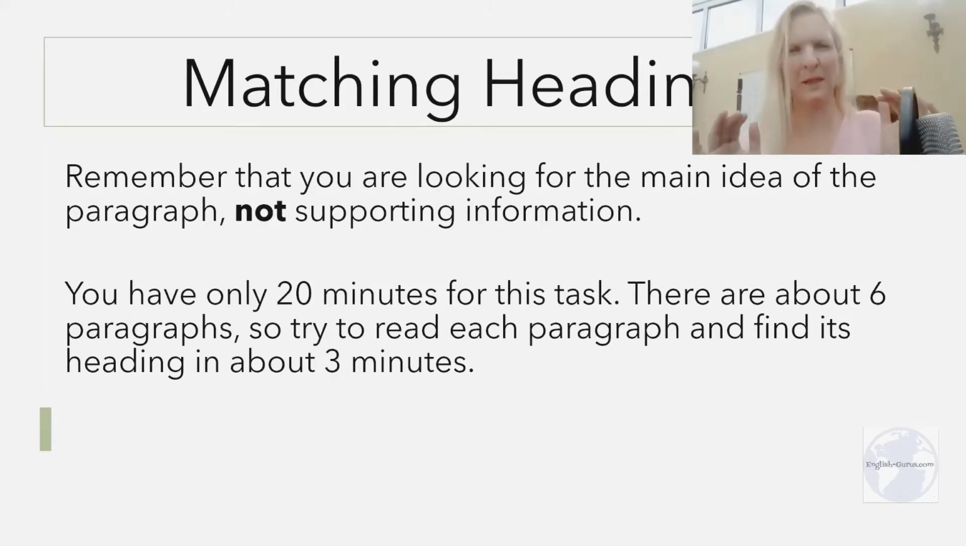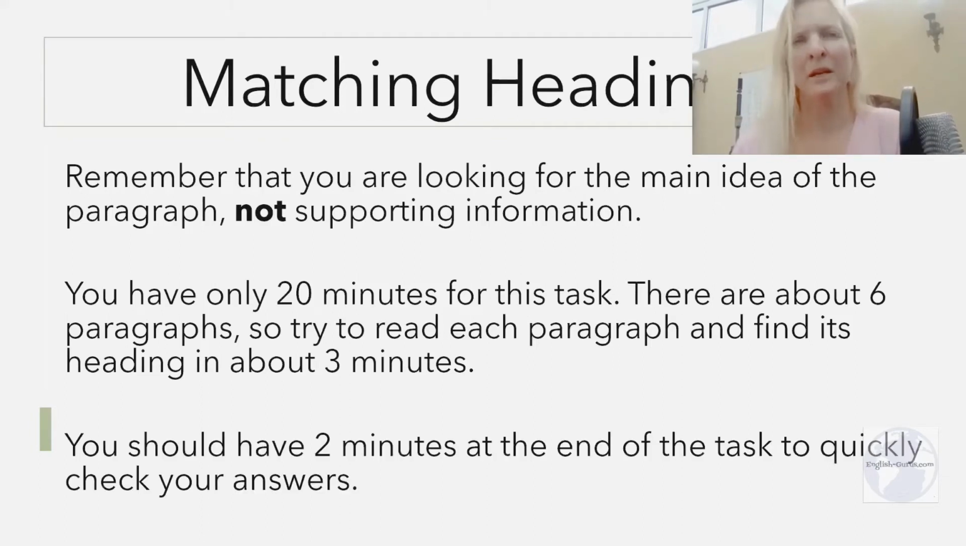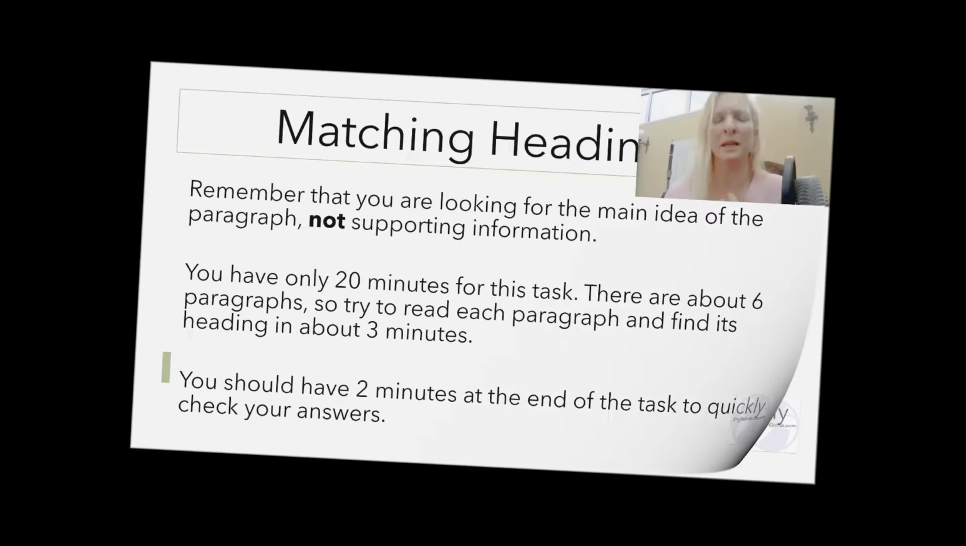So you're reading for meaning, okay? Paragraphs are not too long, so it's not too bad. It should be okay. And don't forget to give yourself about 2 minutes at the end of the task to go back and check your answers. You always need to leave yourself 2 minutes at the end of each part, in each IELTS part, to check your answers, right? Because we all make mistakes.